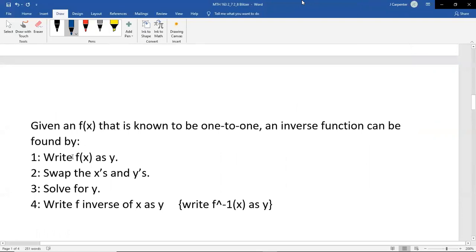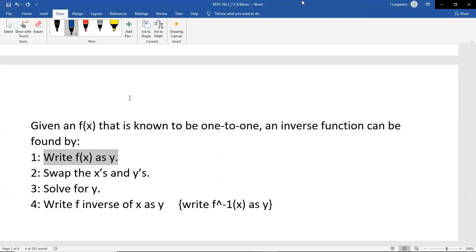First, you have to write the f of x as y. If you don't, I can guarantee you you're going to have a very difficult time because of the second step and the third step. We have talked about how f of x and y are synonymous. They are the same thing essentially, except f of x is a little more focused. We can do more things with f of x.